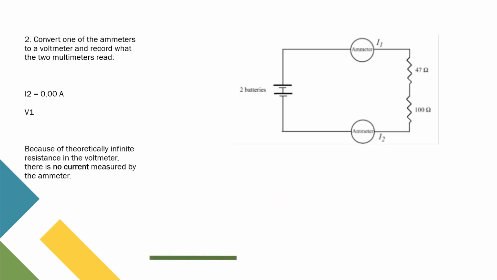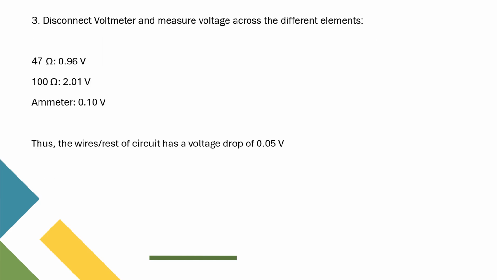Next, we had to convert one of the ammeters to a voltmeter and record what the two multimeters read. Here's a diagram of that, and then we found that current I2 was 0 amps. Because of the theoretically infinite resistance in the voltmeter, there is no current measured by the ammeter, aka 0.00 amperes.